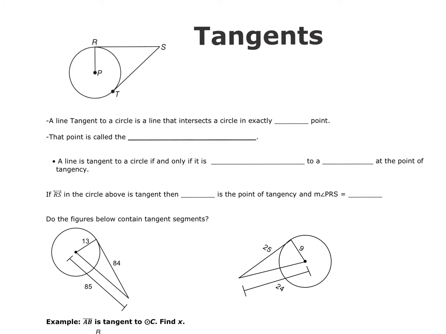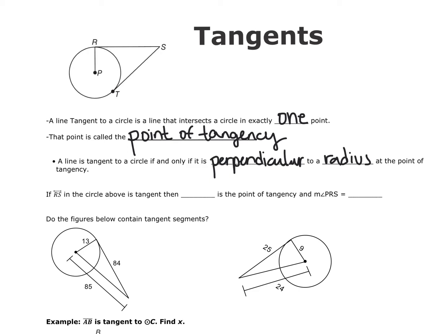Tangents. A line tangent to a circle is a line that intersects a circle in exactly one point. That point is called the point of tangency. A line is tangent to a circle if and only if it is perpendicular to a radius at the point of tangency. If our line RS in the circle above is tangent, then point R is the point of tangency, and the measure of angle PRS is 90 degrees.